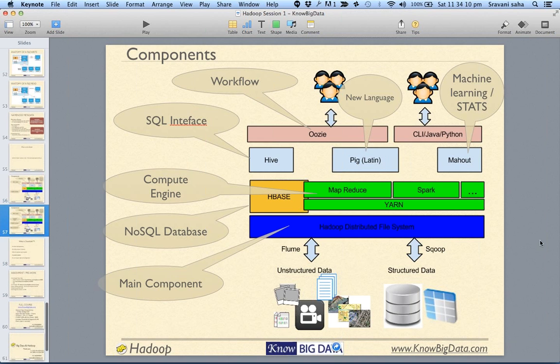All right. So that's about the whole ecosystem of Hadoop.